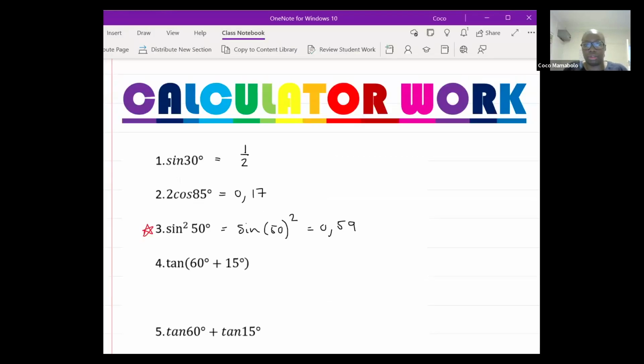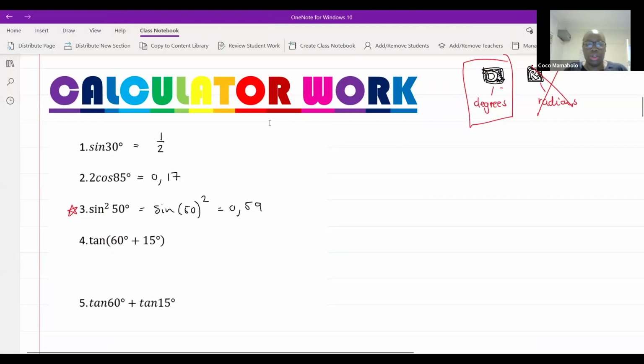Okay, lovely. If we put tan 60 plus 15 in our calculator, we're going to get 2 plus root 3. That's the answer we would get there. And then for the last one, tan 60 plus tan 15 should give me 1. I think it is. Tan 60 plus tan 15 is 2, not 1. The final answer we should get there is 2.